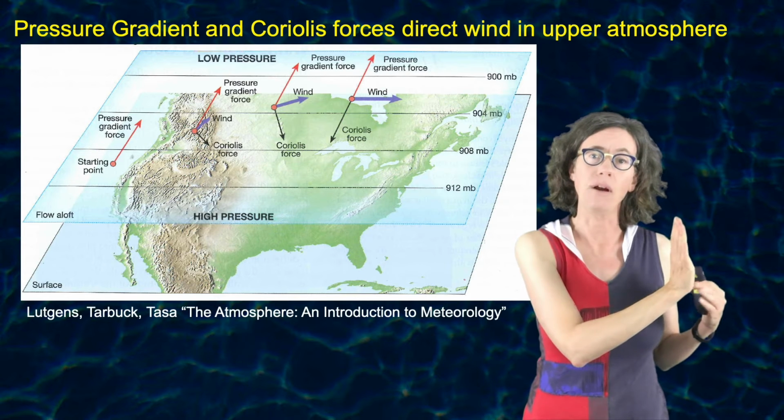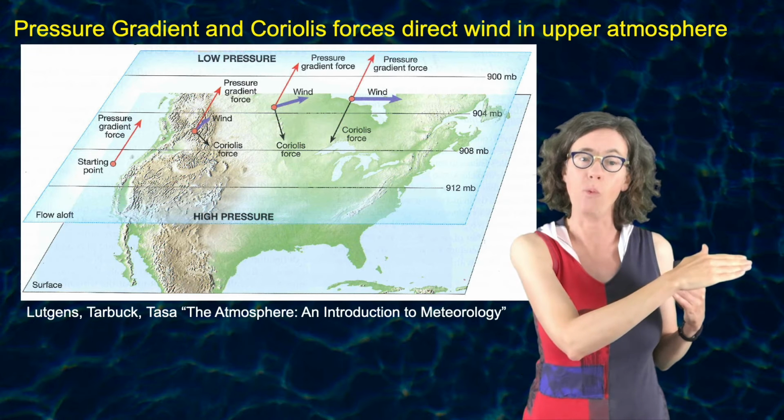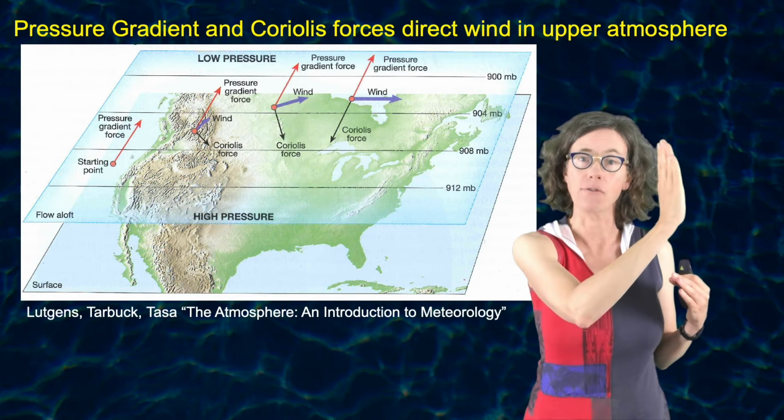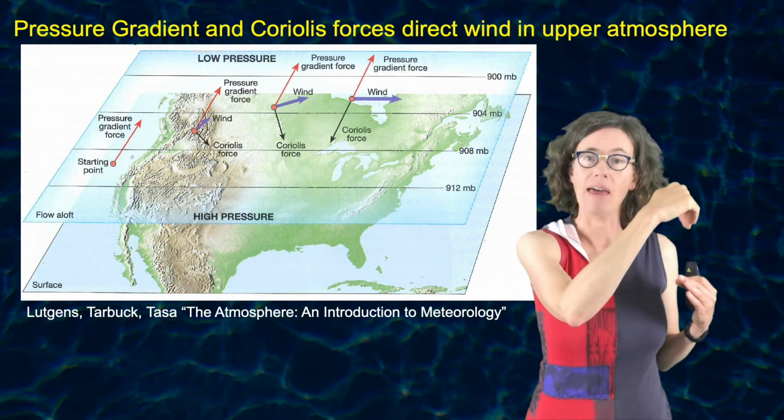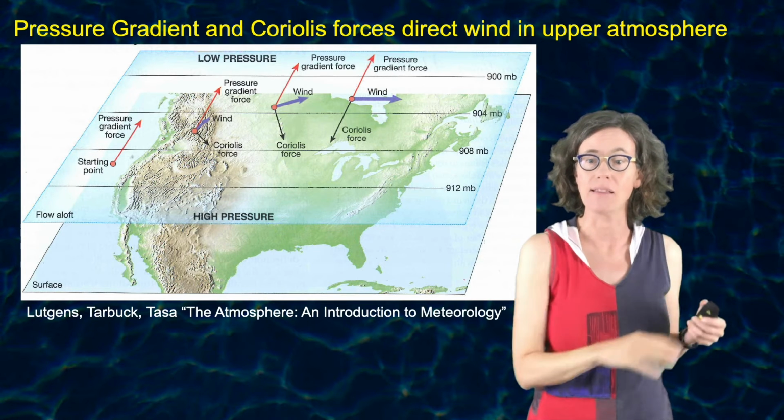We go a little bit more, and now we see that the wind has totally turned, and it's going from west to east. The pressure gradient force is towards the north, and the Coriolis force is toward the south. They're perfectly balancing each other.